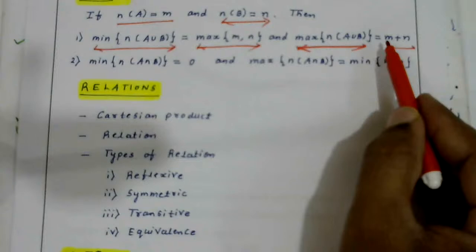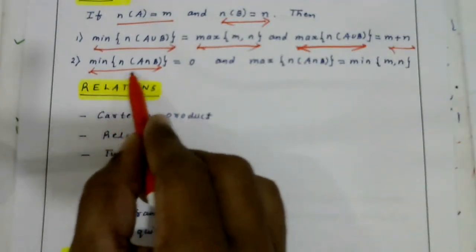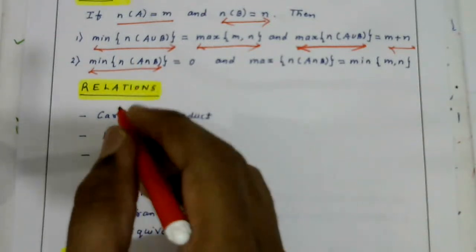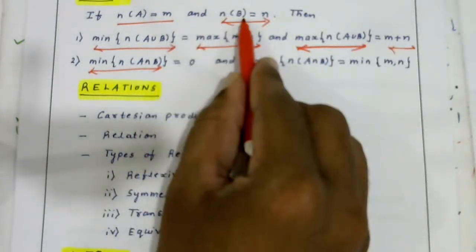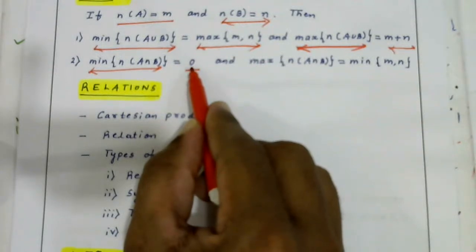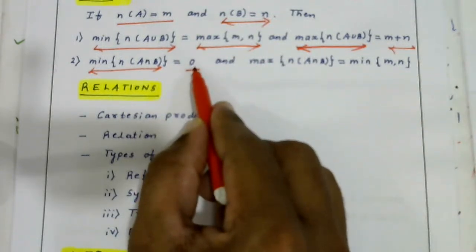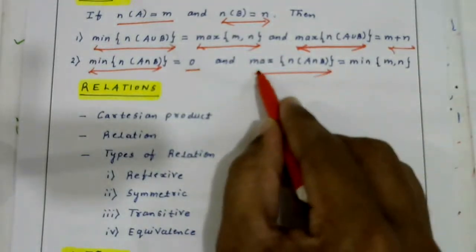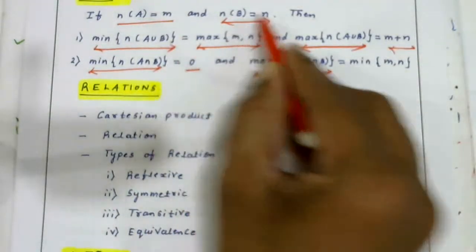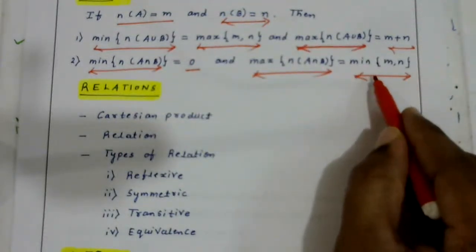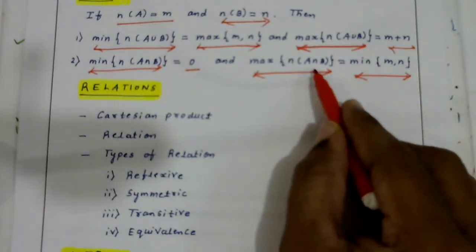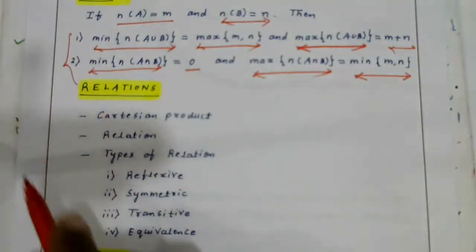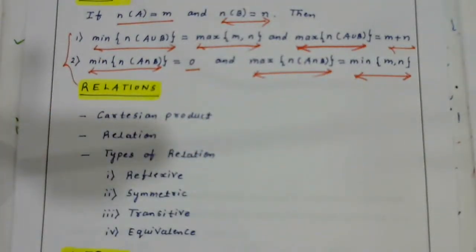This is about the minimum and maximum number of elements present in A union B. And what is the minimum number of elements present in A intersection B? How little can we take in common between A and B? 0, right? So the minimum number of elements present in A intersection B equals 0, and the maximum number of elements present in A intersection B is given by the set which has the minimum number of elements, that is the maximum number of common elements I can take. So these two notes, the minimum and maximum number of elements, are very important in your first chapter, sets.